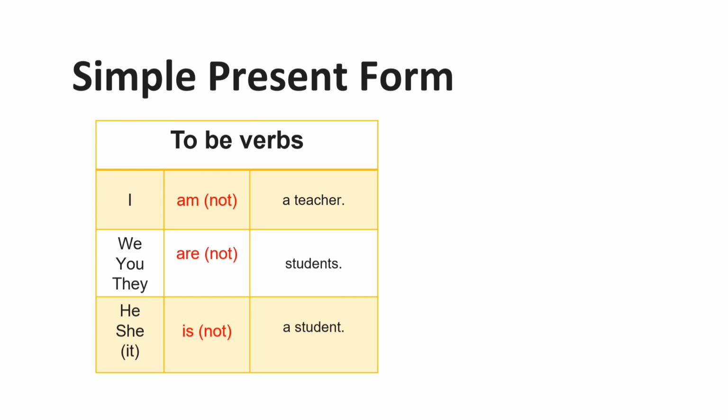And if we add not to the to be verb, we make the negative form. He is a student, or he's not a student, and she is a student. But we normally cannot say it is a student because it, the pronoun it, is used for things, objects, animals, etc. So it's not really normal to say that. But if you want to use it in a sentence, remember that the to be verb is.